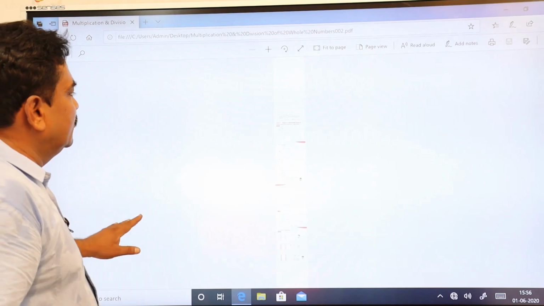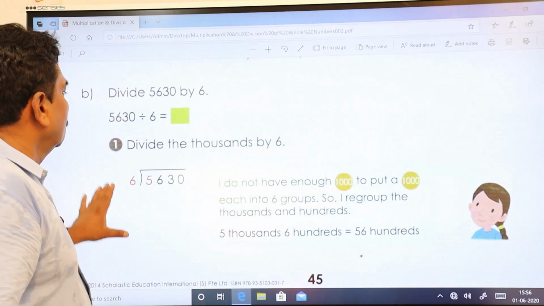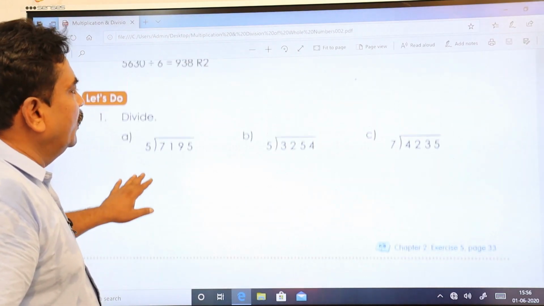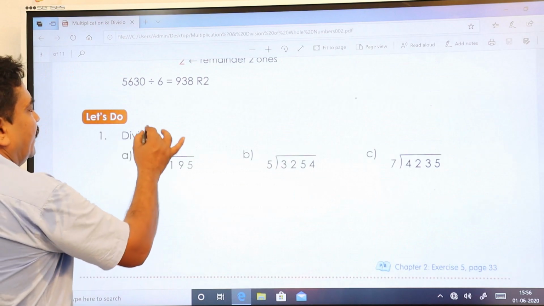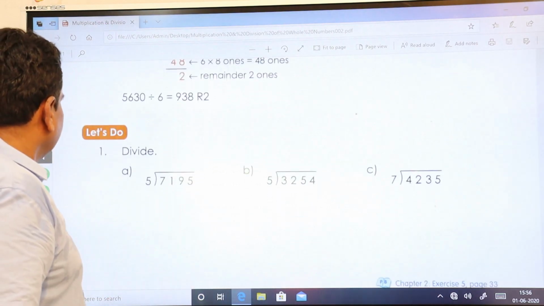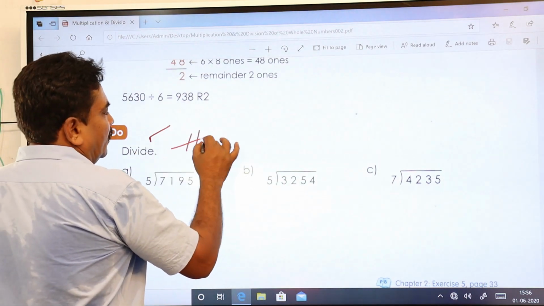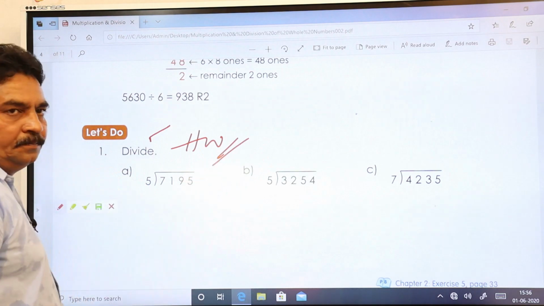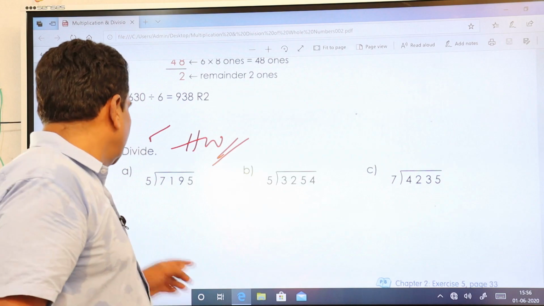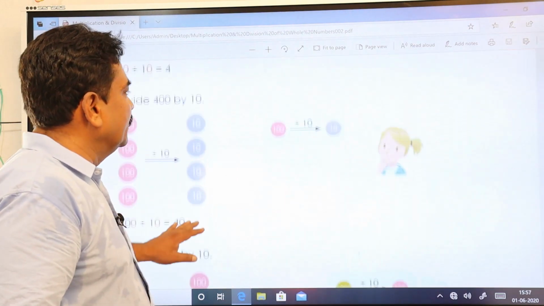Okay, all these things are there. This we did. Now even these problems also, divide. These problems also you please do it. These problems you do as a part of homework. Finish it off. Later on we'll do much more interesting things in multiplication and division only.